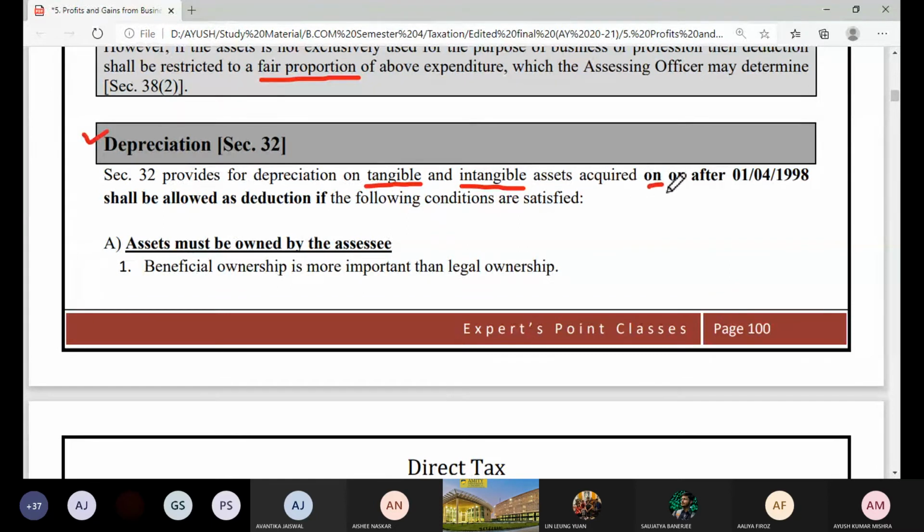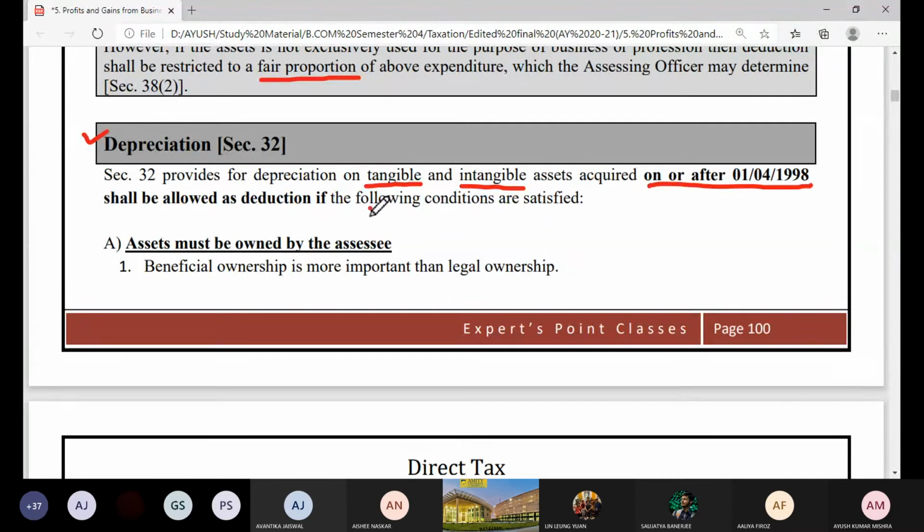If an asset is acquired on or after 1st of April 1998. Now, if you have acquired an asset before 1998, then you cannot charge depreciation, because this provision was inserted with effect from 1st April 1998.